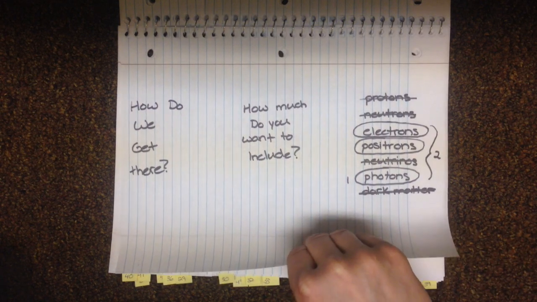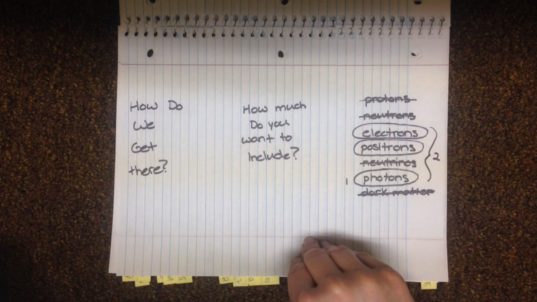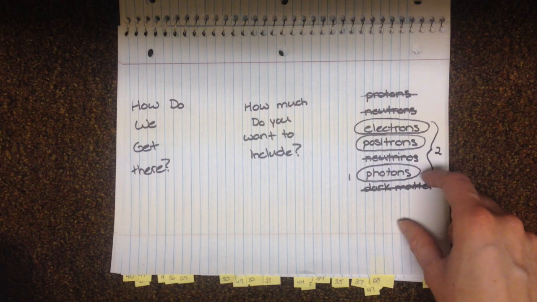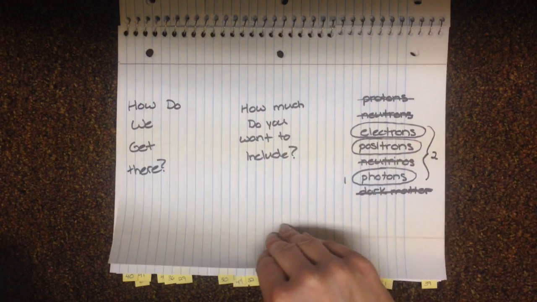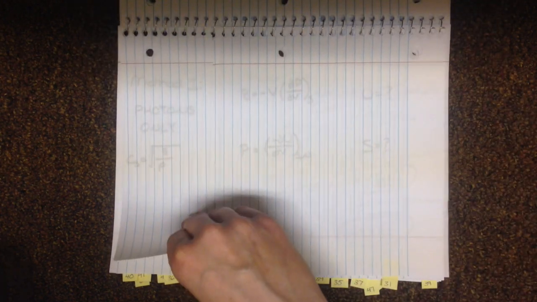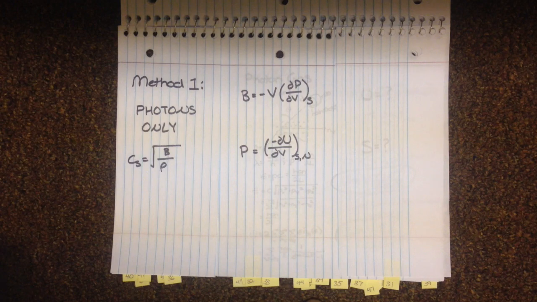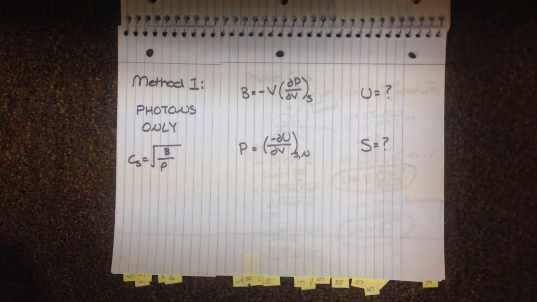Now, we'll be looking at two ways to calculate the speed of sound in the cosmic microwave background. The first using only photons, and the second using photons plus electrons and positrons, which were radiatively coupled in the early universe. In the first case, we'll look at photons only. Now, we need to find the bulk modulus, defined as shown, for which we need to find the pressure, for which we need to find the internal energy and entropy.